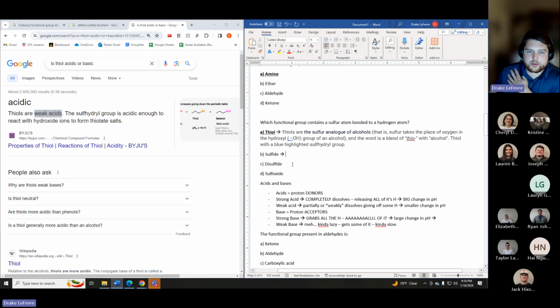Okay. We talk about sulfide, disulfide. We won't look this up now, but you will see something called disulfide bonds. Disulfide bonds or disulfide linkage.